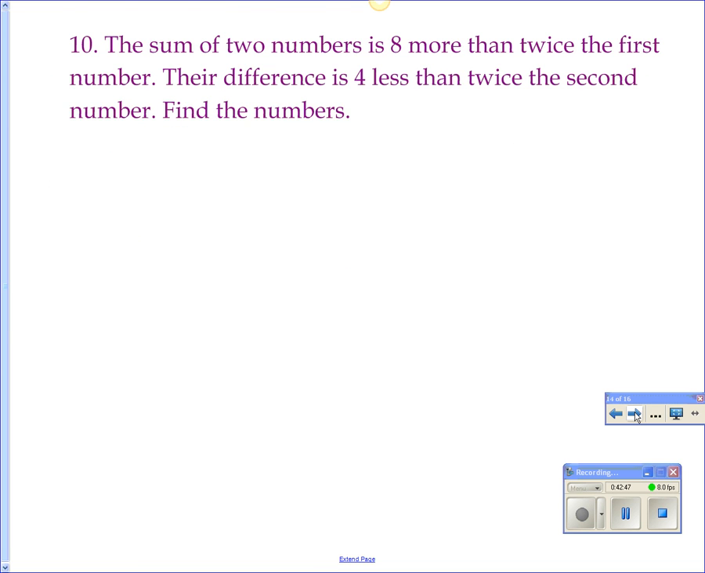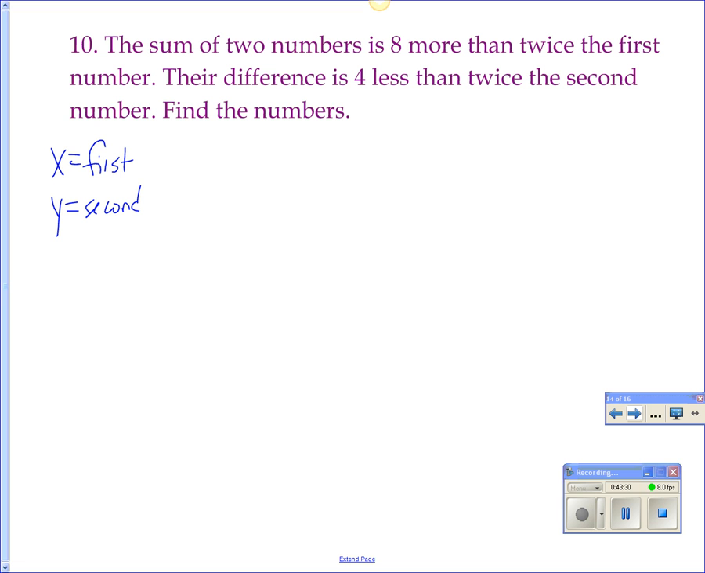Last one. We thought we'd never make it, but we did. The sum of two numbers is 8 more than twice the first. Their difference is 4 less than twice the second number. Find the numbers. Okay. Elijah, what are x and y going to be? Uh-huh. And y is going to be the second. Good.